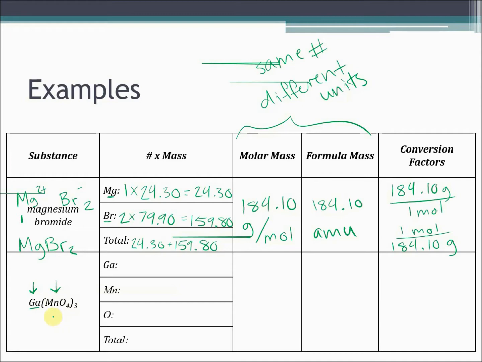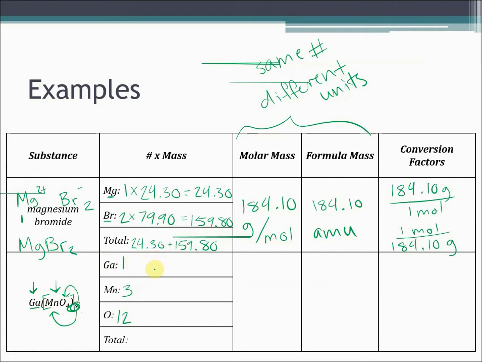And the formula tells us exactly what it's made of. It tells us that there is exactly 1 atom of gallium. There are 3 manganeses because this 3 sort of distributes in here. So that 3 tells us we have 3 manganese. And then it distributes to this oxygen. But we already know that we have 4 oxygens in every 1 permanganate, and we have 3 permanganates. So that means that we have a total of 12 oxygens because 4 times 3 is 12.